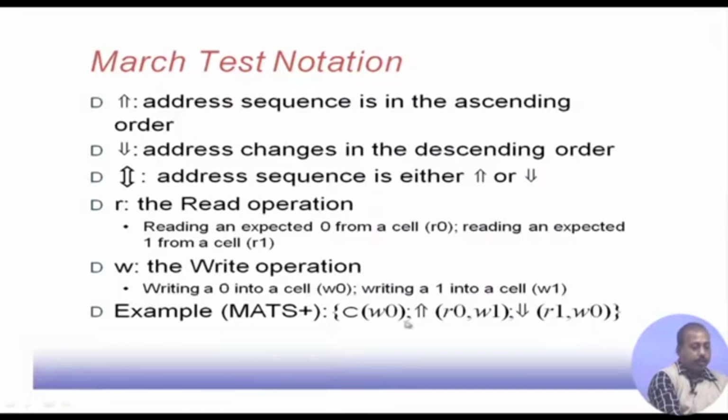So, if the memory is flawless, then what will happen? Initially the memory content will be all 0, then I will be reading the 0 and writing 1 there. Then on the reverse order I will be reading this 1 and writing the zeros there. So, that way I will get the memory back to all 0 content, but it will be testing a number of faults that we will see in the successive lectures.